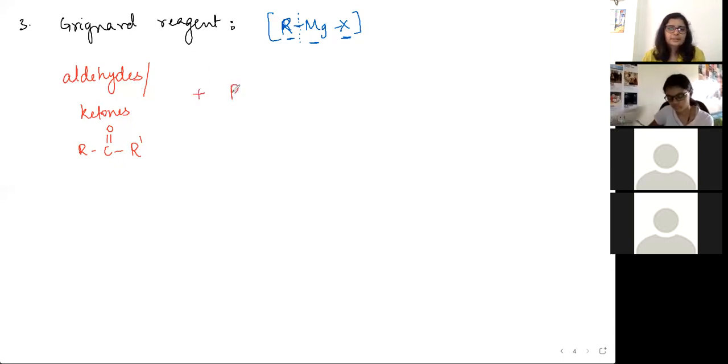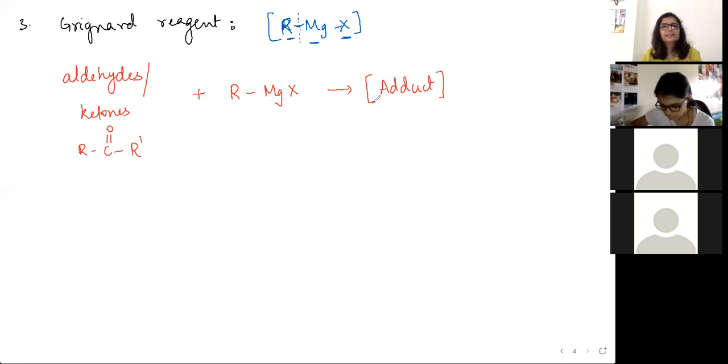Then when they react with Grignard reagent, RMgX, this gives an intermediate product called an adduct. Adduct basically is an addition product. You can think of it as a shortened way of saying addition product. So what happens is the two parts of Grignard reagent are added to the aldehyde or the ketone, and a really complex intermediate product is formed.